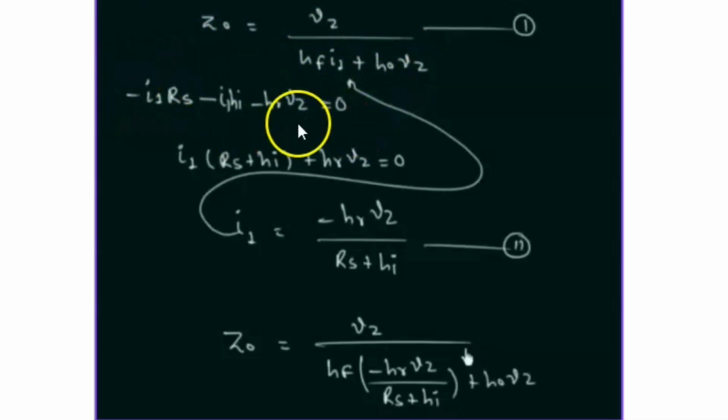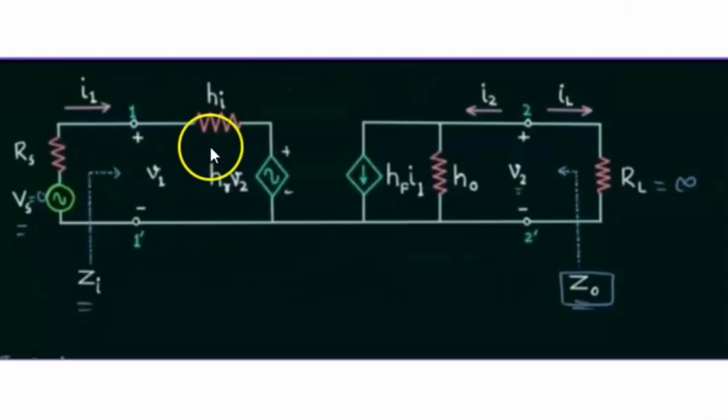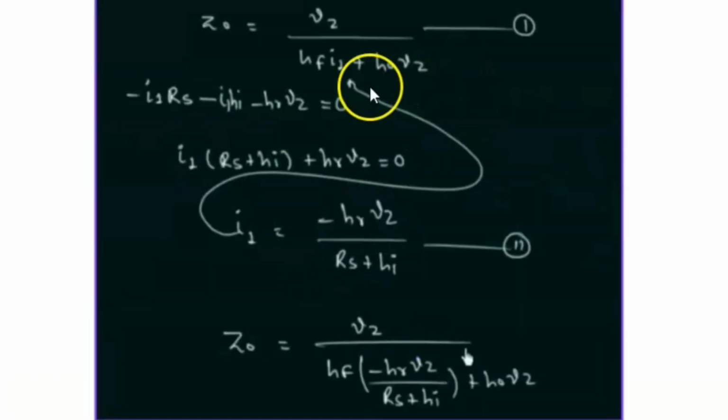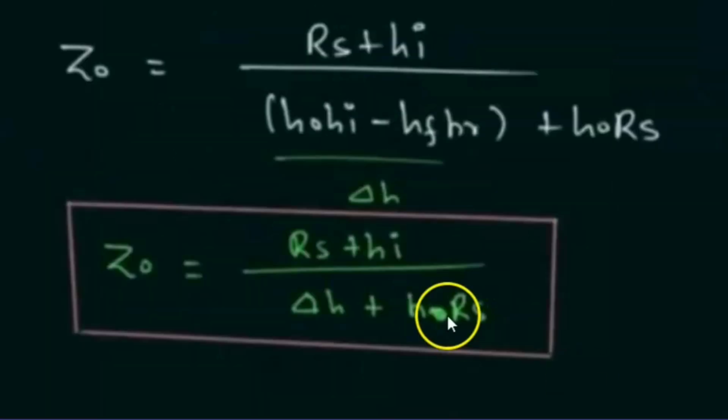Now for this particular equation, we are going to apply KVL in the input part of the circuit and from that we are going to get this particular equation, and from here we can get the value of I1, which is equal to minus HR V2 by RS plus HI. Now we are going to put the value of I1 in this particular part, and from here we are going to get the value of output impedance, which is equal to RS plus HI by H naught HI minus HF HR plus H naught RS. We know that this particular expression is equal to delta H, so we can get the value of output impedance, which is equal to RS plus HI by delta H plus H naught RS.